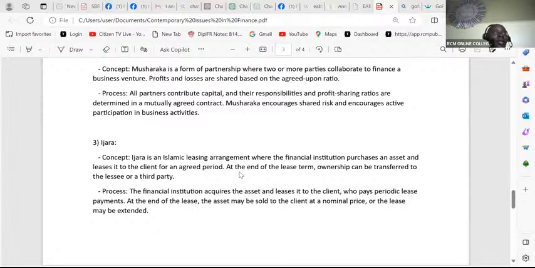So under Ijara, say we have a big building. If anybody comes to us and he doesn't have, for example, money to buy this building, he just wants to lease it. We can lease it to him on an Ijara model. So Ijara is basically an Islamic lease arrangement. In the process, the financial institution acquires the asset and leases it to the client, who pays periodic lease payments. At the end of the lease, the asset may be sold to the client at a nominal price, or the lease may be extended.